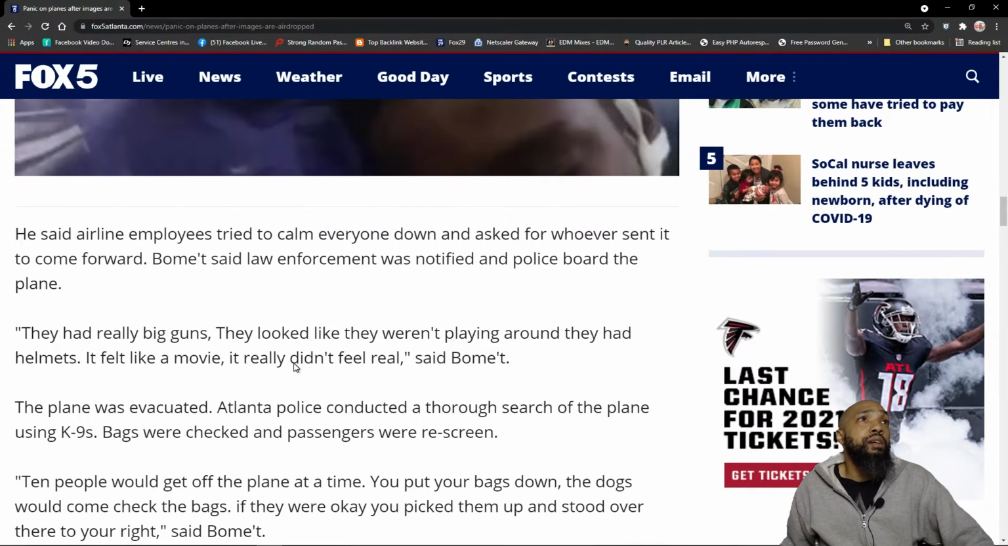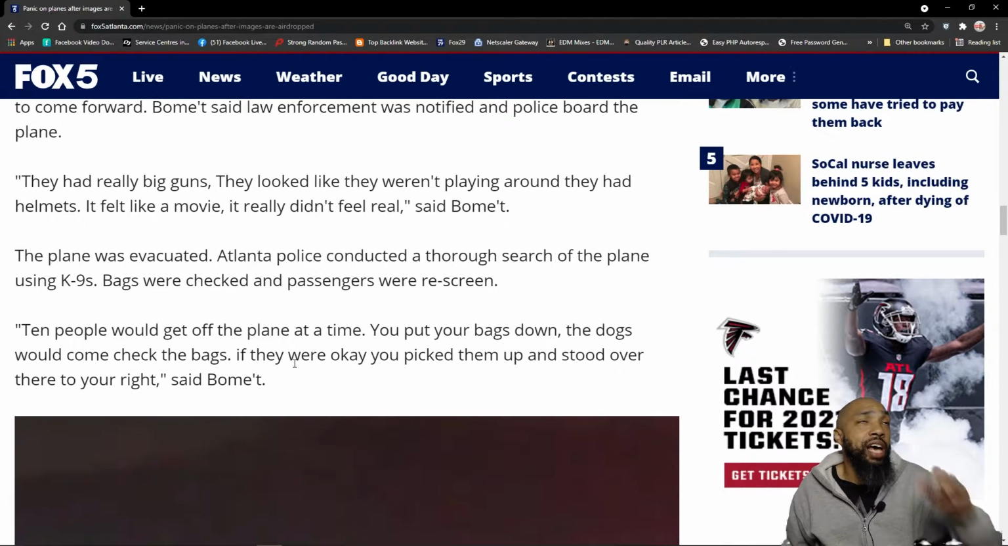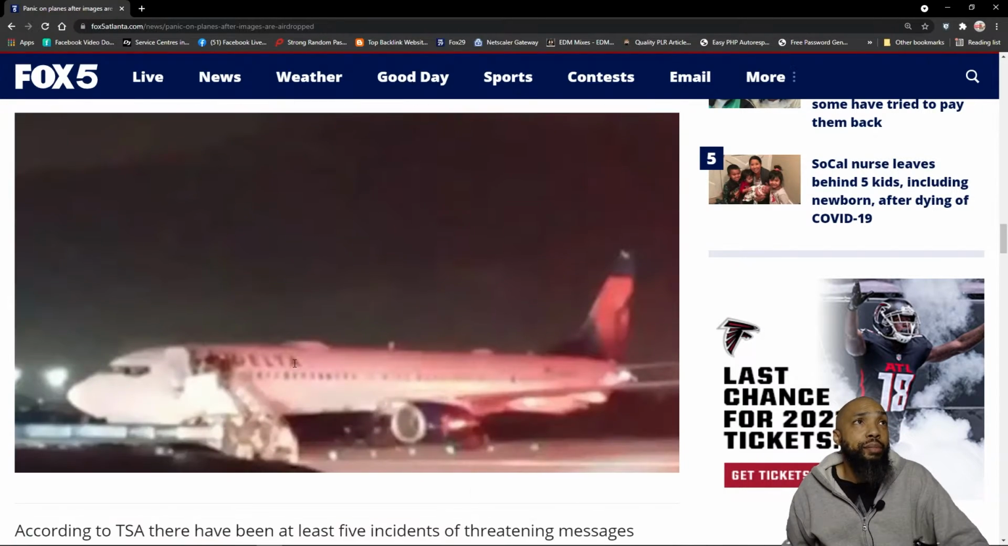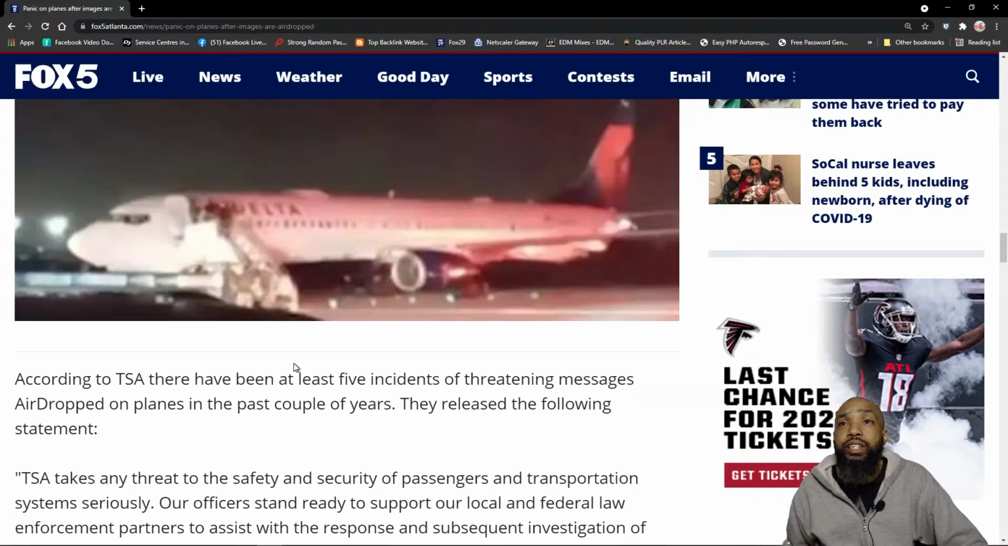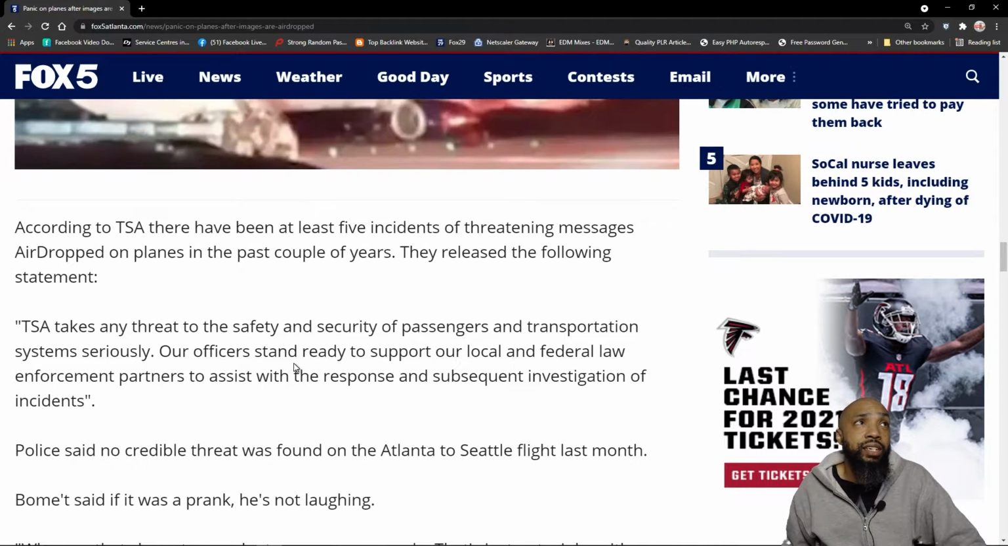The feds had to come on the plane with the canines, basically, and they had to evacuate the plane, 10 people at a time, put your bags down. They would come check the bags with the dog and all that stuff. It was a real mess. I can imagine that's a real inconvenience to your whole travel situation if you're involved in something like this.